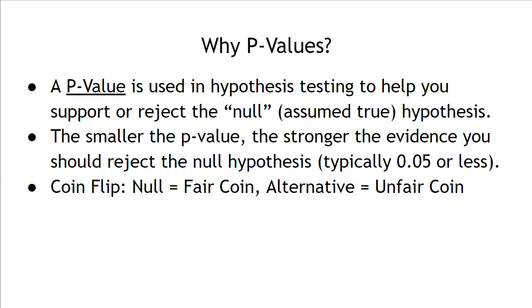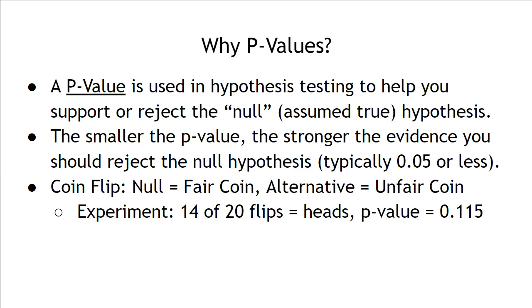An example we can use is a coin flip, where we have the null hypothesis of this is a fair coin, and the alternative hypothesis is this is not a fair coin. It's weighted on one side, for example. It's an unfair coin. So an experiment could be we have 14 of 20 flips coming up heads. Now, if we just had 10 of 20 flips coming up heads, well, just intuitively you'd say, if there's a 50-50 chance of getting a heads, then if 10 out of 20 flips come up heads, that's probably a fair coin. I mean, there's no reason to assume it's not a fair coin, right?